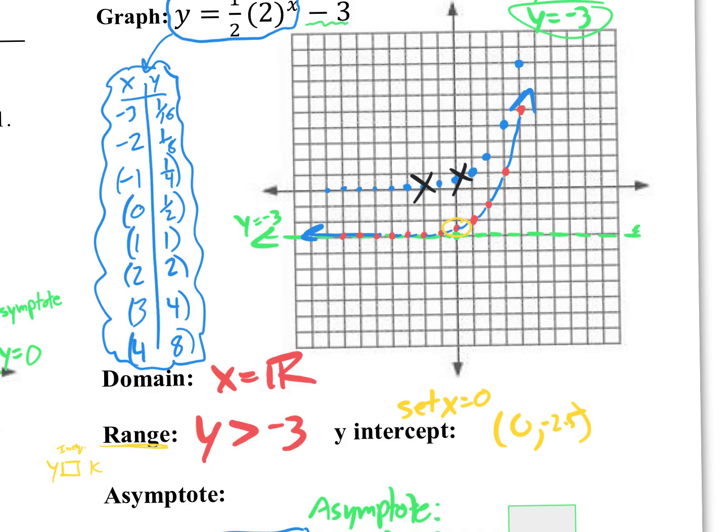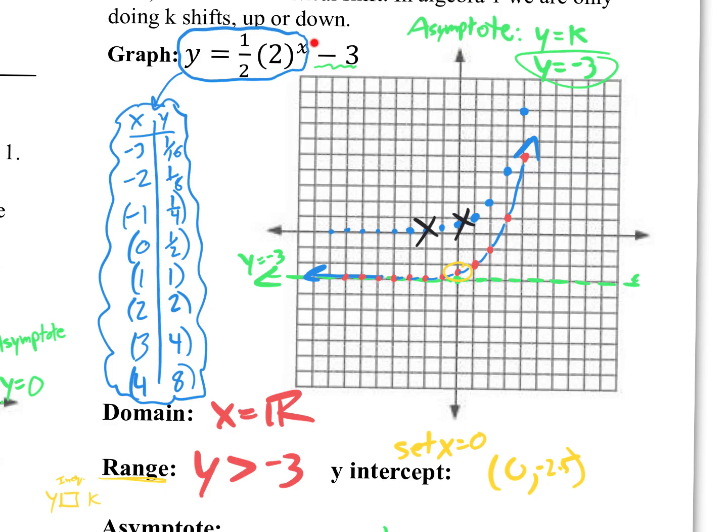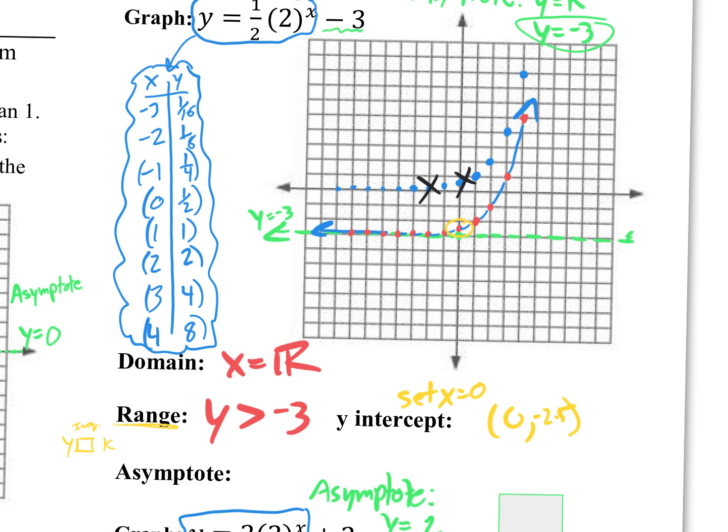And of course, you could actually solve it algebraically. You don't have to graph the whole thing to see it. You could solve it algebraically by plugging in the 0 right there, and 2 to the 0 is 1. 1 times half is a half, and half minus 3 is -2.5. So you could solve it algebraically as opposed to seeing the y-intercept visually.